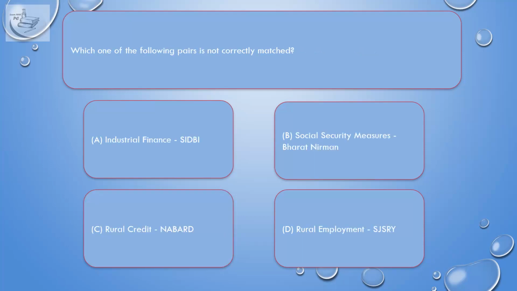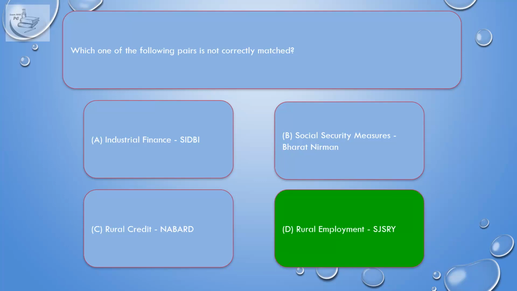Question: Which one of the following pairs is not correctly matched? A. Industrial Finance, SIDBI, B. Social Security Measures, Bharat Nirman, C. Rural Credit, NABARD, D. Rural Employment, SJSRY. Correct answer is D. Rural Employment, SJSRY.